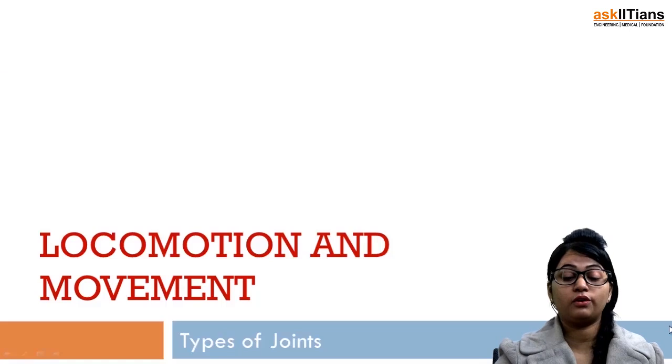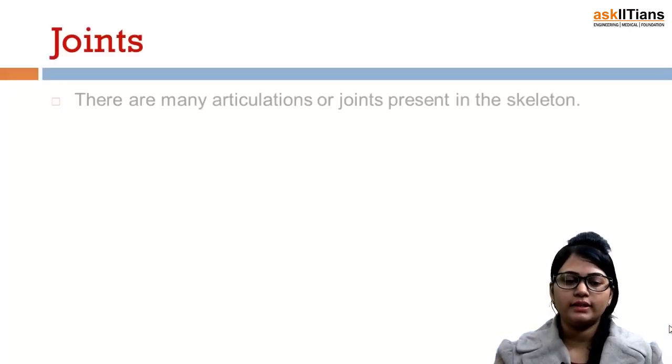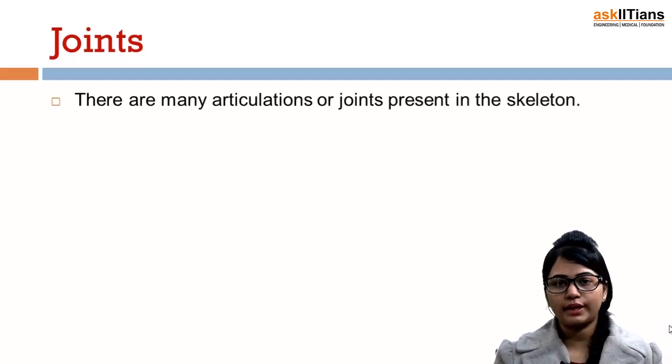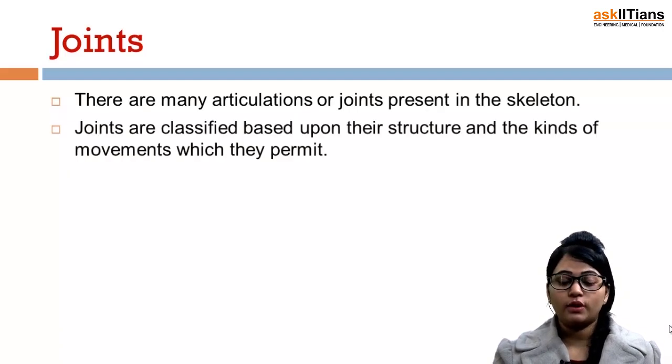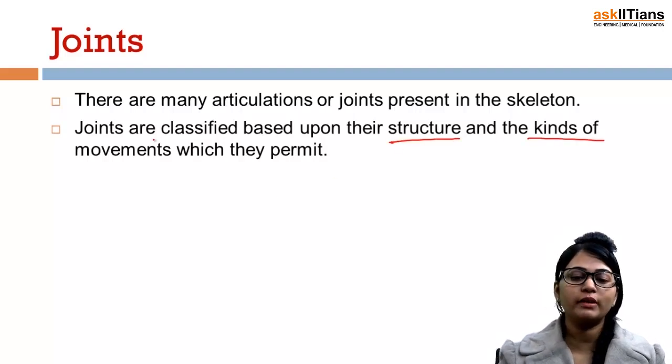Each and every bone is joined with the other one with the help of joints. So there are various types of joints which offer various types of movements to the bones. So just have a look on these types of joints that are found in human body. Now we are moving on to the types of joints under locomotion and movement. Joints. There are many articulations or joints present in the skeleton. Joints are classified based upon their structure and the kinds of movements which they permit.